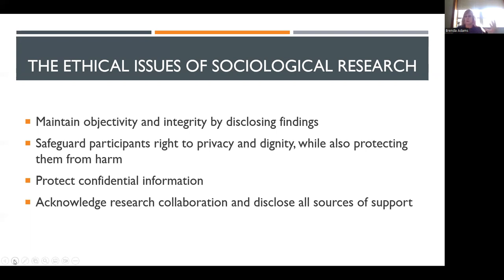You have to maintain objectivity. So if you're doing research on something that tugs at your heartstrings or something that you're really interested in, you still have to maintain objectivity and integrity when you disclose your findings, and you can't get involved. That's one of the things about doing sociological research. You have to research objectively, and even if it's something that's near and dear to you, you have to make sure that you adhere to these ethical issues. And you have to acknowledge any research that you've done with someone else, or if you're being paid by someone else to do research for them.